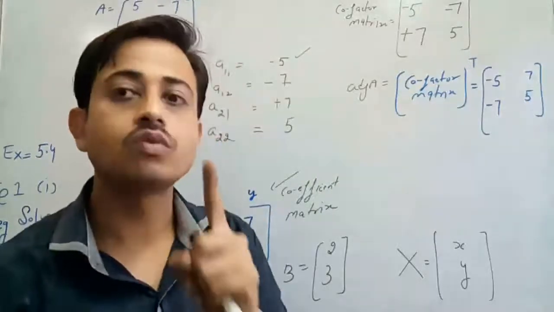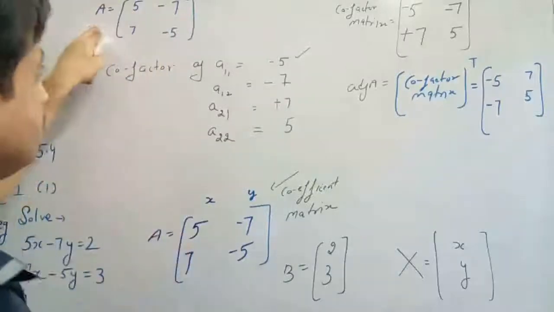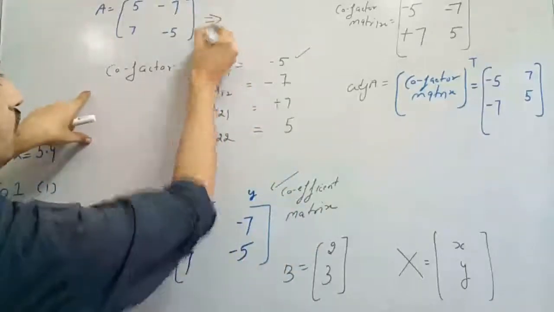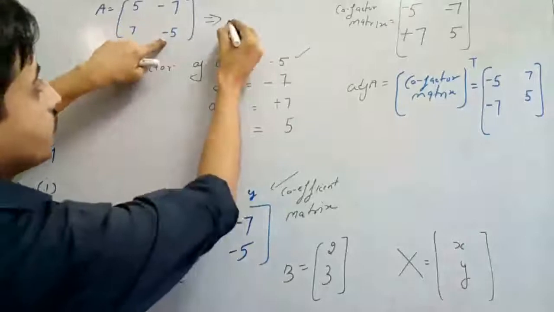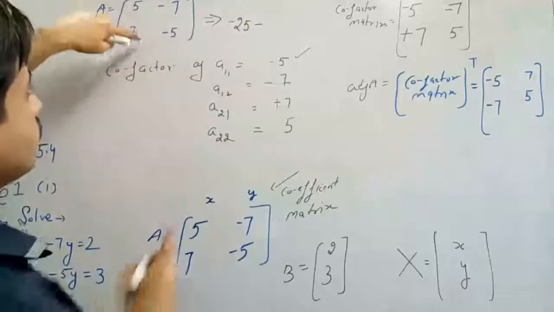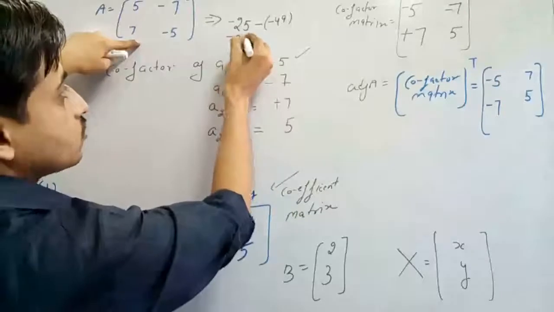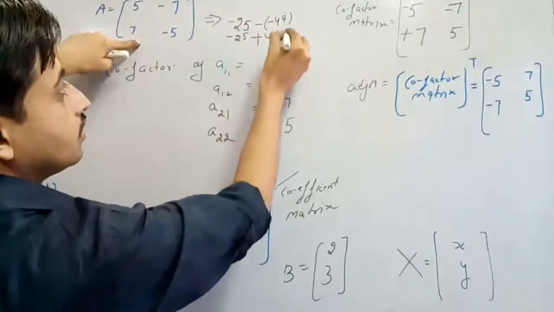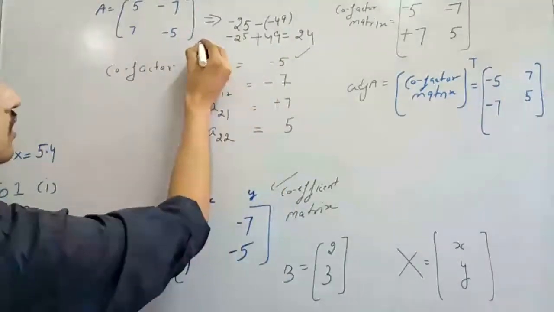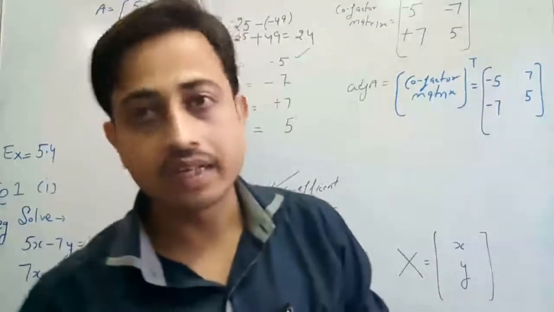Now what we have to do? We have to find the determinant of A. What is A? A is this. What's the determinant of A? Directly we can calculate. 5 into minus 5, minus 25. Minus 7 into minus 7, minus 49. So what's the result? Minus 25 plus 49. We get 24. This is the determinant of A.